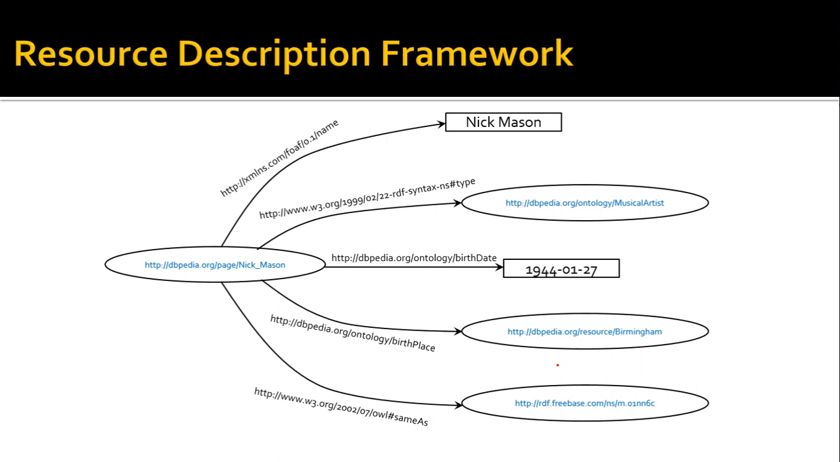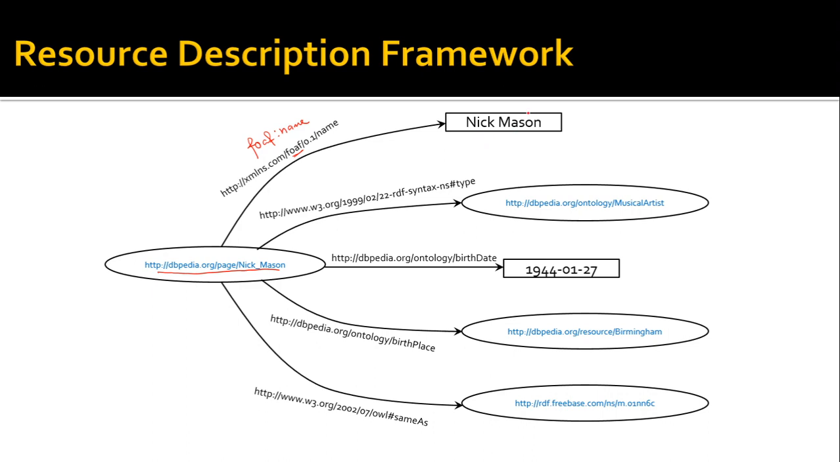Now, this is an example of a graph or the abstract data model in Resource Description Framework. You are describing a resource or entity called Nick Machine. You can see that we have written http://dbpedia.org/page/nick machine. So, Nick Machine is an entity described in DBpedia, right? Now, Nick Machine has a name, and here we are using a FOAF vocabulary. So, you can write it in short as FOAF colon name, right?